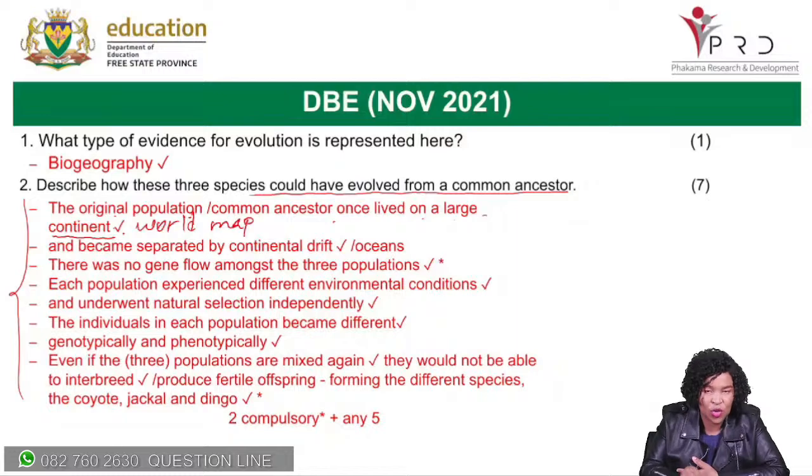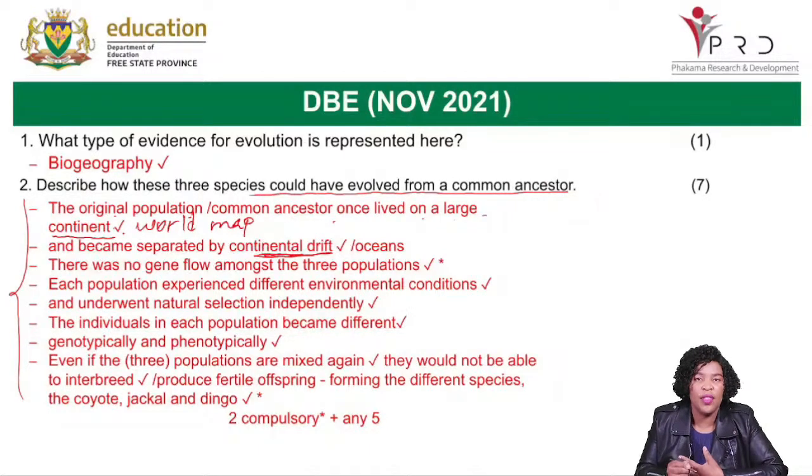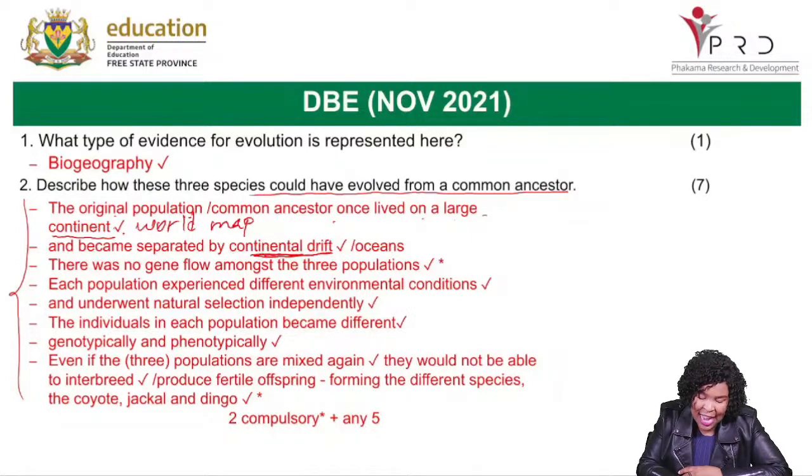Then you must talk about the continent. And then it became separated by here, continental drift. Now this shows that one big supercontinent we had was Pangaea, and then it separated into smaller continents, the 5 continents, and that is called continental drift. Or you can say by the oceans.